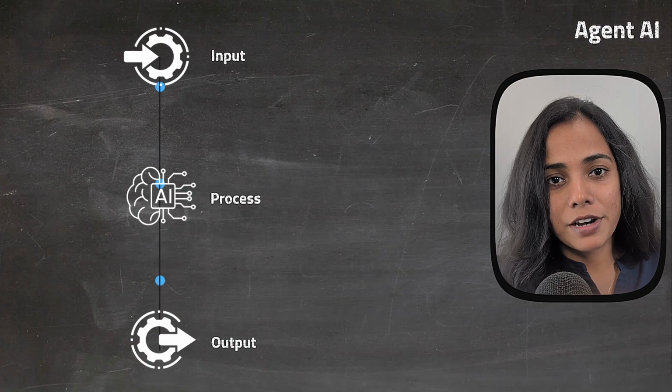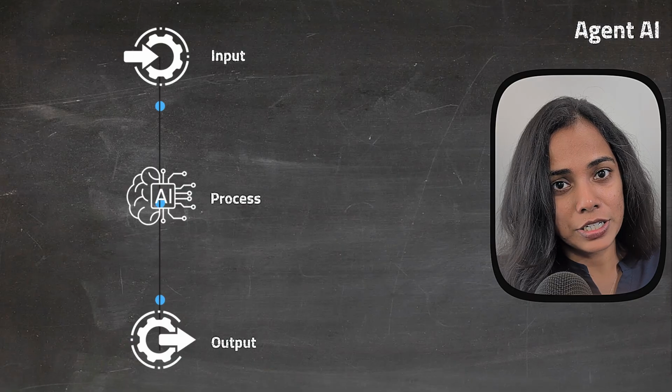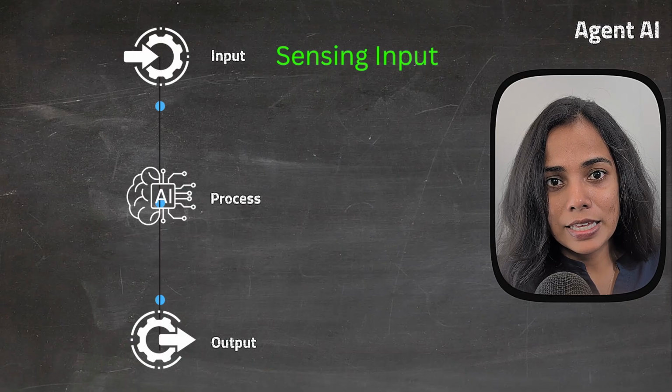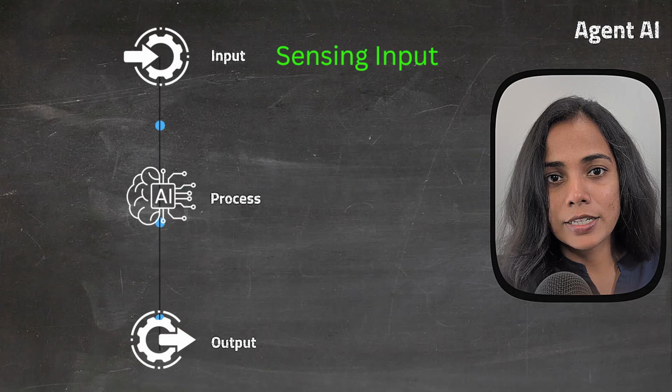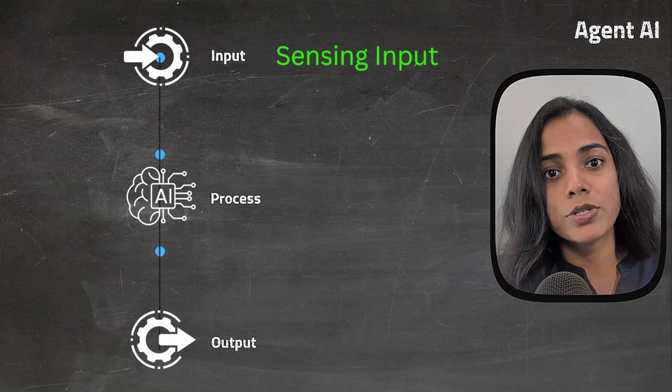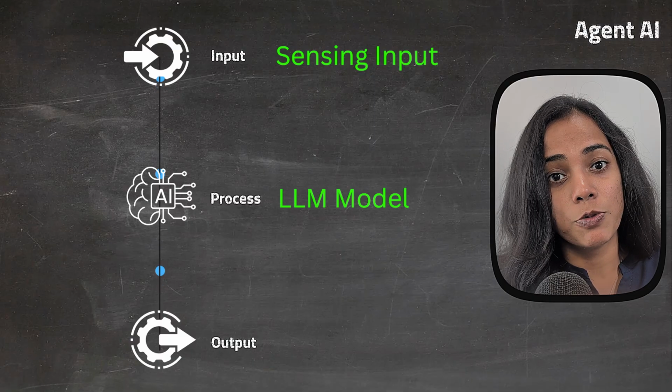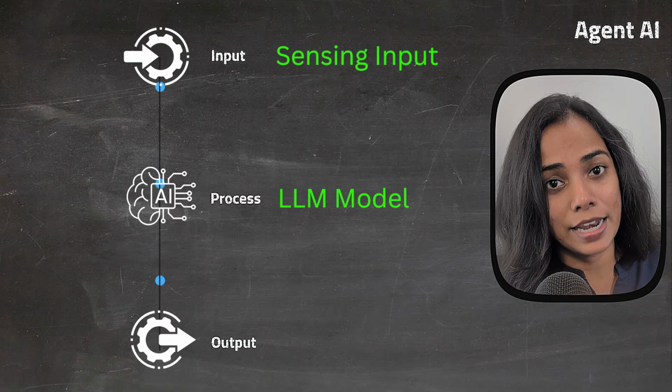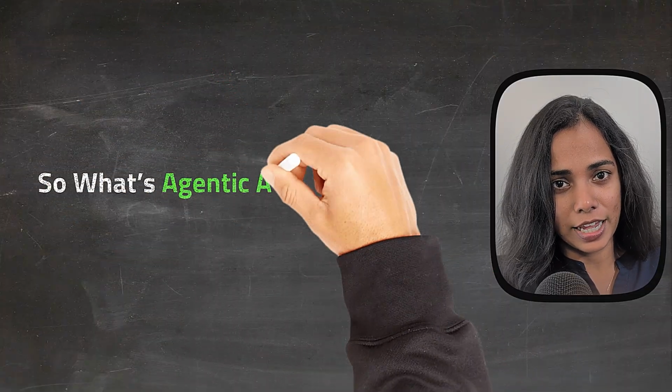So what we have described so far is still an agent, where it is sensing the input and it's able to make a decision either as plain old rules or using a large language model much more intelligently, and then it takes an action based on that. It's still not quite agentic. So, what is agentic AI?